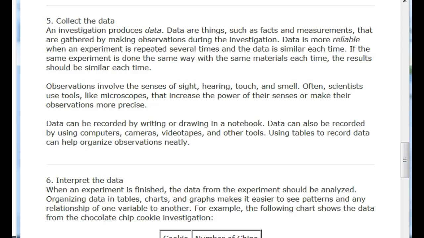Finally, you would collect the data. So that's facts, measurements. You would maybe have to eat some cookies to come up with the accurate measurements for this question. But once you've gathered your measurements and your data, you can record them in a book, a notebook, on the computer, so that you can use them later when you're finishing up your investigation.